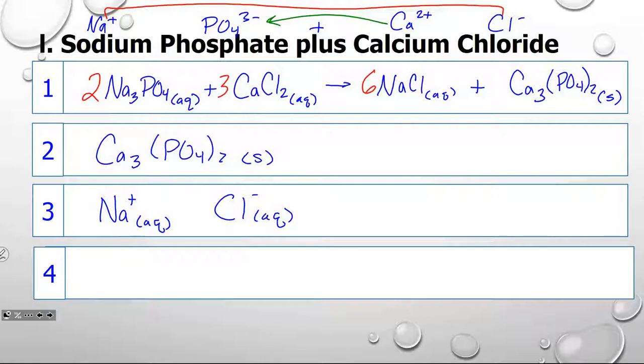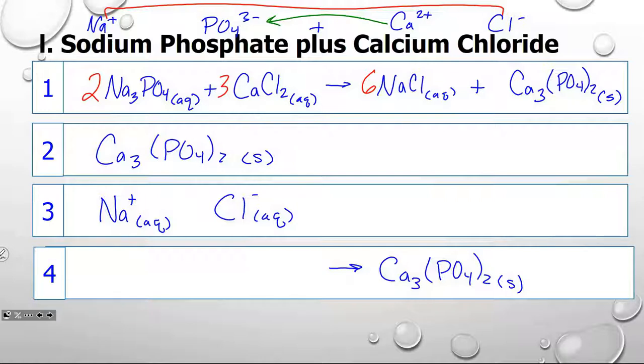Okay? Again, what's my net ionic? It points to my solid. Now, it can also point to a gas or a liquid or any other thing that's not aqueous. The only things that are going to break up into ions are aqueous. So if they gave me a gas coming off, it would point to my gas.